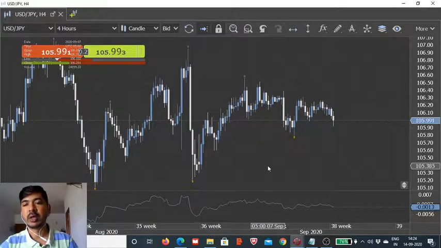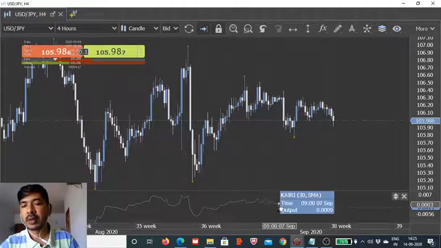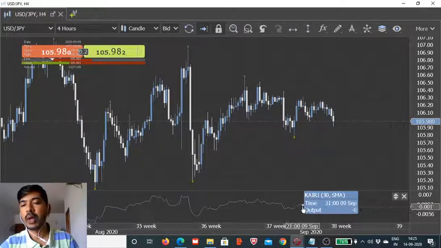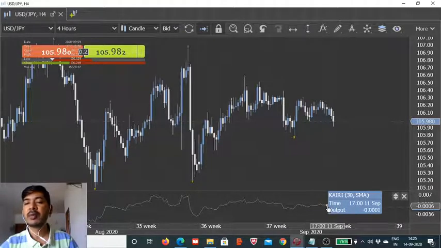So first, we go for buy trades when the KAIRI indicator crosses over from negative territory, that is, the output value is below 0, and then the output value crosses above 0. In such scenarios you can go for the buy trade, and in bearish momentum, if the output value drops below 0, then you can look for sell trades.